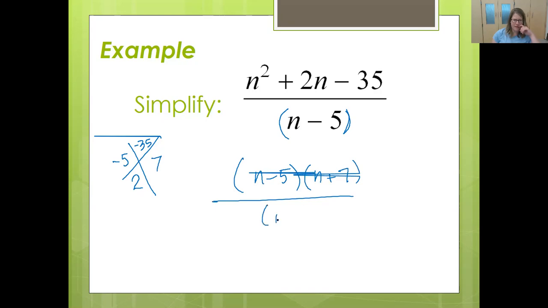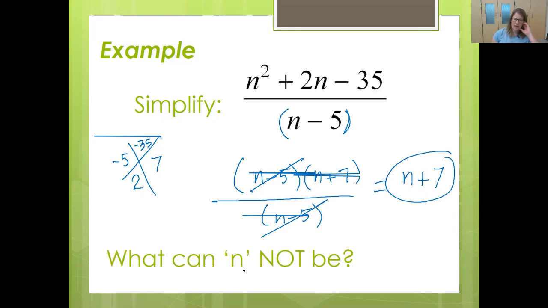And on the bottom, I've got that n minus 5. So now the n minus 5 is going to cancel with the n minus 5, and I'm left with n plus 7. So this is the simplified expression. But now don't forget, I need to say what n cannot be. So again, take the denominator from the original problem and set it equal to 0 and solve for n.